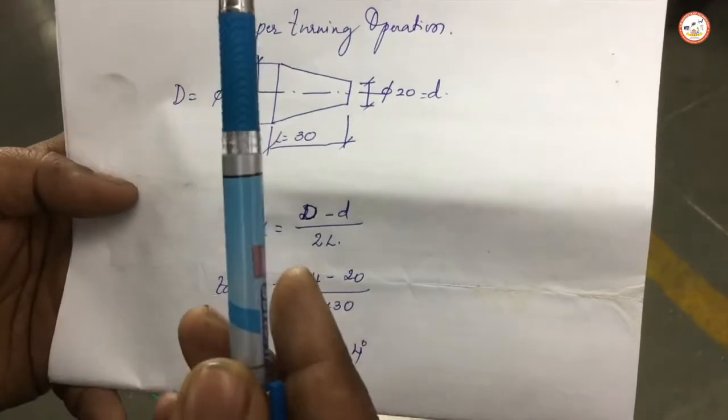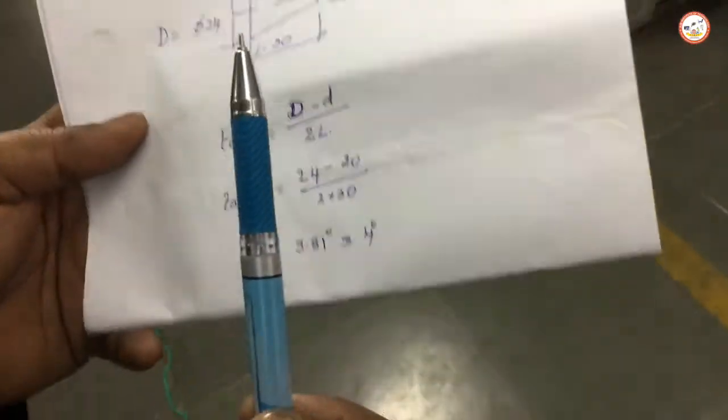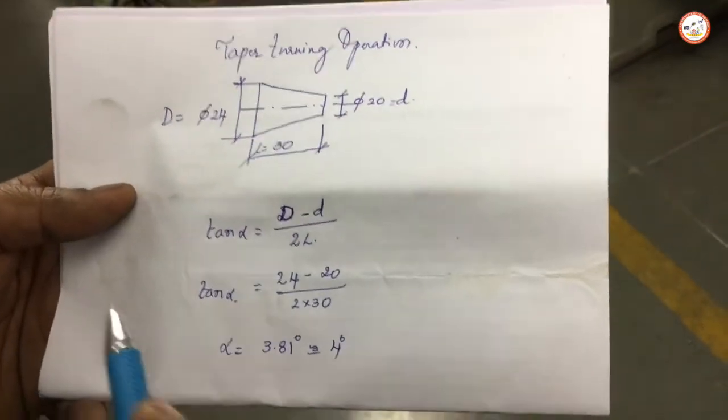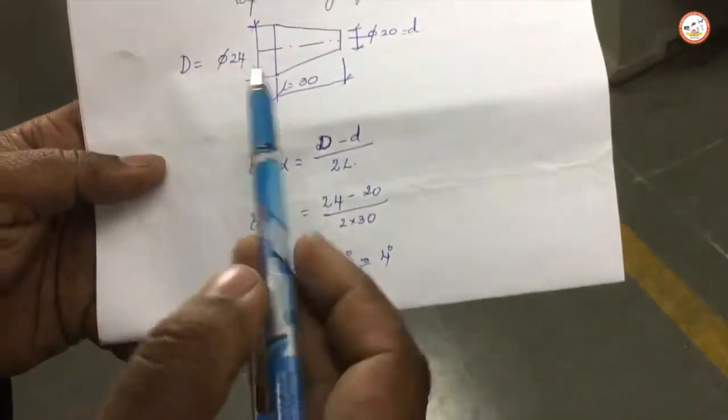This can be done by three methods: one by swiveling of the compound rest method, then by using a special attachment, or by the tailstock offset method. According to the syllabus, we have the compound rest swiveling method. Let us understand the calculation.